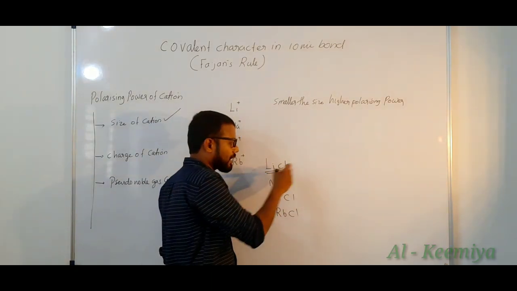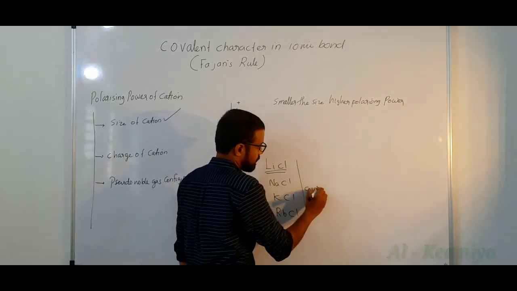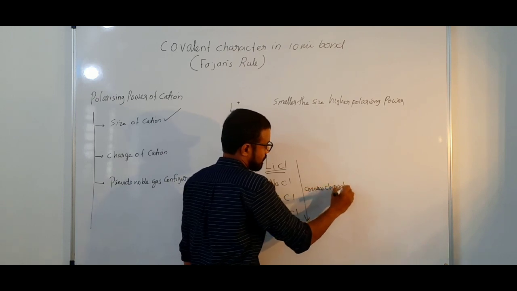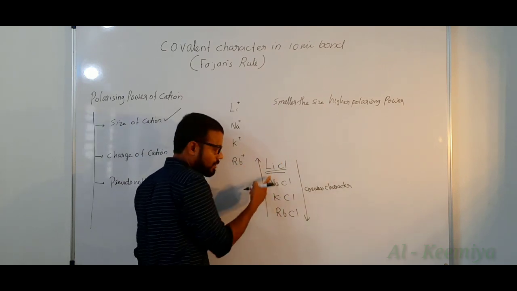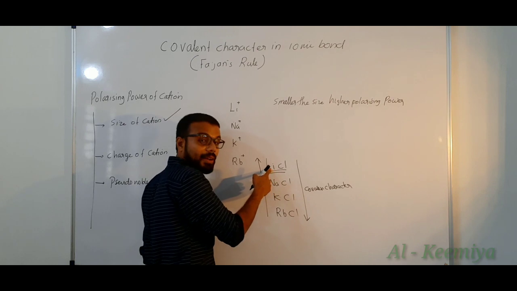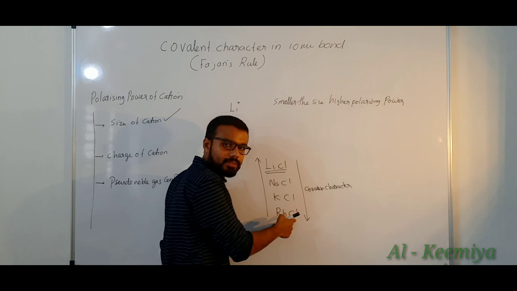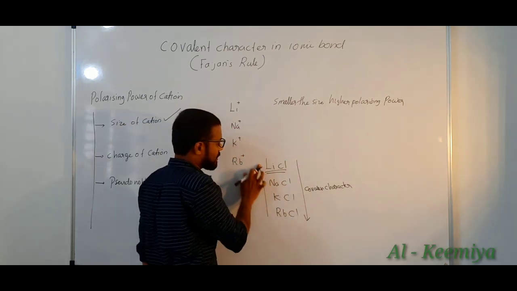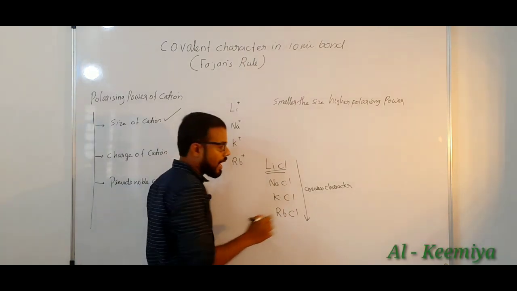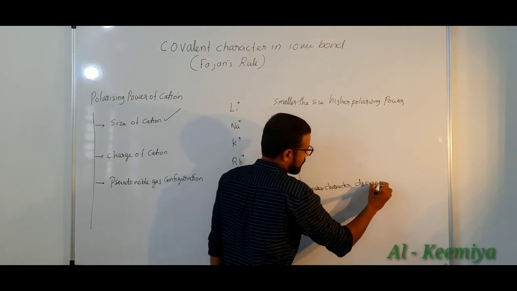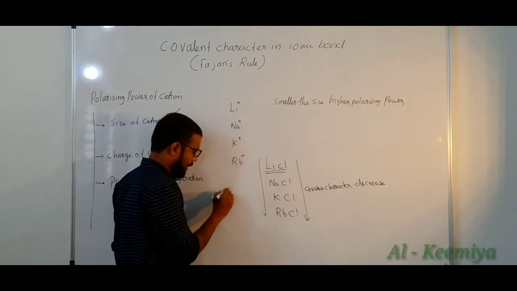So the covalent character here decreases. Covalent character decreases. Which one has high covalent character? LiCl has high covalent character, and rubidium chloride has the least covalent character. So covalent character decreases, and at the same time ionic character increases. Covalent character decreases down the group, and ionic character increases.